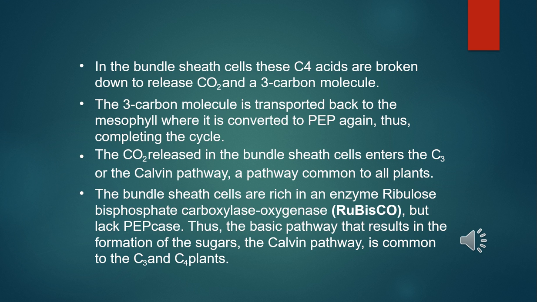The bundle sheath cells are rich in an enzyme ribulose bisphosphate carboxylase oxygenase, commonly called Rubisco, but they lack phosphoenol pyruvate carboxylase. Thus, the basic pathway that results in the formation of the sugars, the Calvin pathway, is common to the C3 and C4 plants.